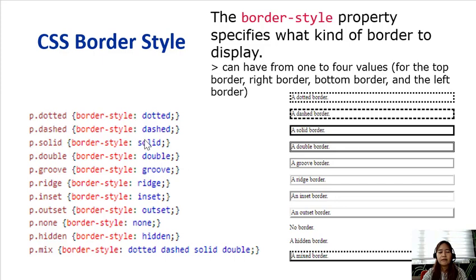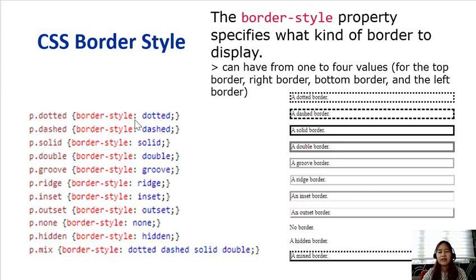Of course the default is solid. Here you have dotted, dashed, solid, double, groove, ridge, inset, outset, none, hidden, and then you have the dotted, dashed, the solid, double. So what does it imply, or what does it mean? How is it going to affect the result of your site?